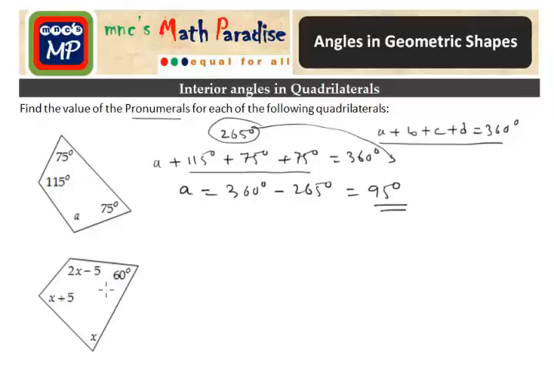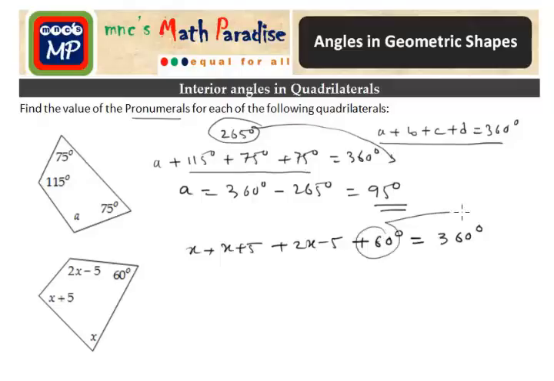Let us do the second example. Here there are 4 interior angles, among them one is given directly in value and 3 others are given in terms of variable x. So we know that all 4, their summation will be 360 degrees. So x plus x plus 5 plus twice x minus 5 plus 60 degrees, the summation of all 4 will be 360 degrees.